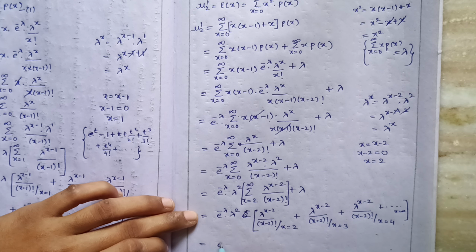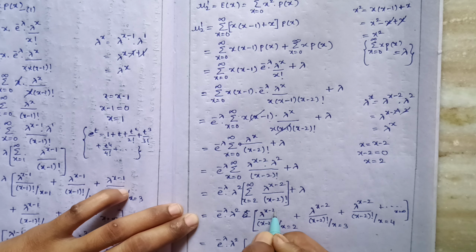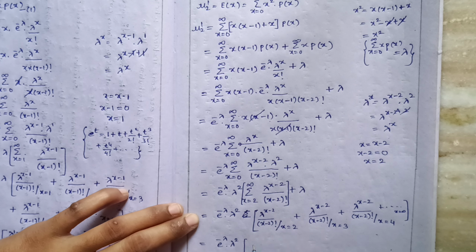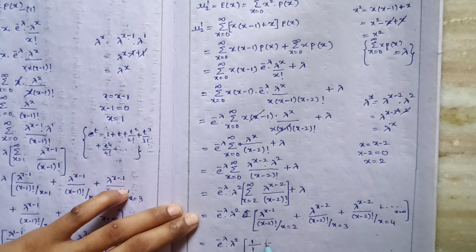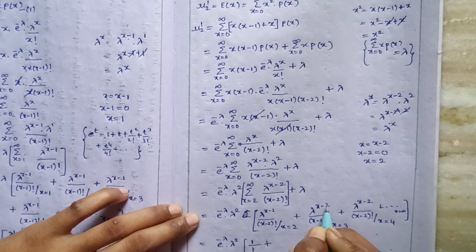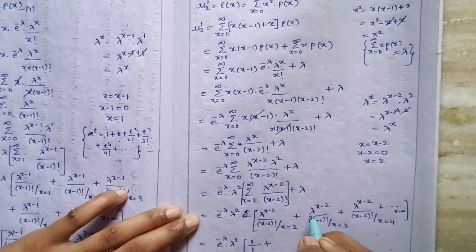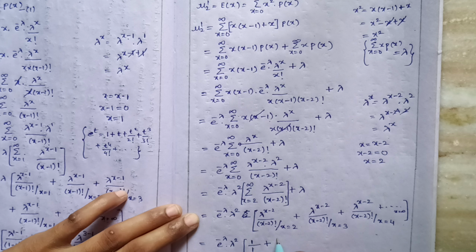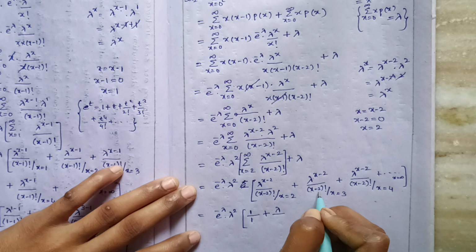So if I substitute here, lambda square when x equals 2, therefore 2 minus 2 is 0. Lambda to the power of 0 is 1, since anything to the power of 0 is 1. 1 by 2 minus 2 is 0, 0 factorial is equal to 1. Plus lambda to the power of x minus 2, x equals 3. 3 minus 2 is 1. Lambda to the power of 1 is lambda, lambda by 3 minus 2 is 1.